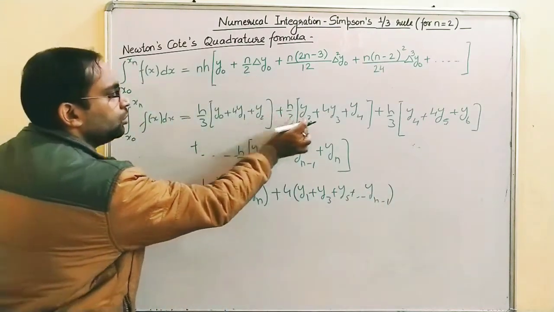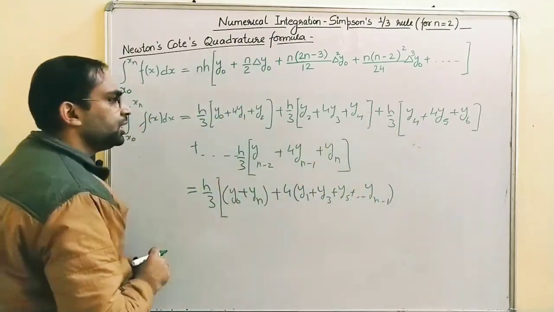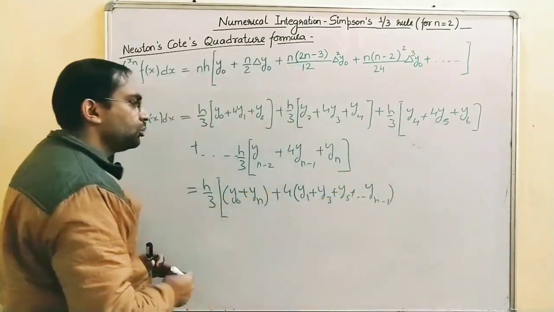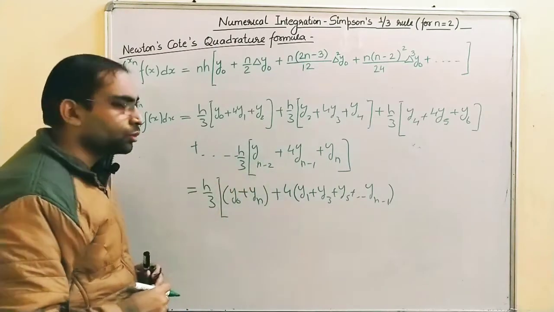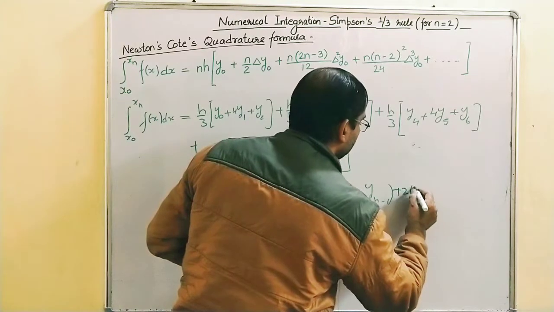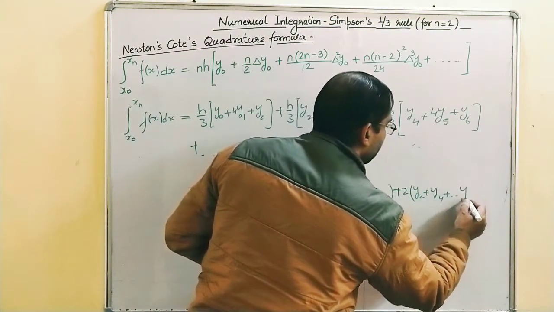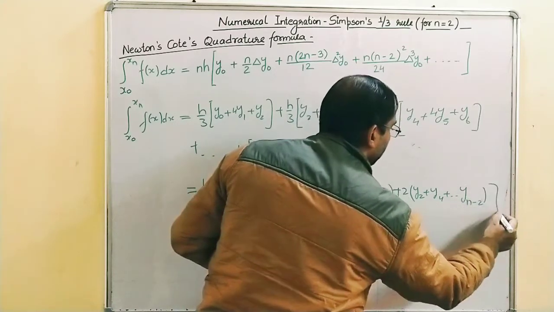Next we can see y2 coming twice, y4 coming twice. Similarly y6 will come twice, till yn minus 2. So we'll keep all these in one group. This will be twice of y2 plus y4 plus and so on till y of n minus 2.